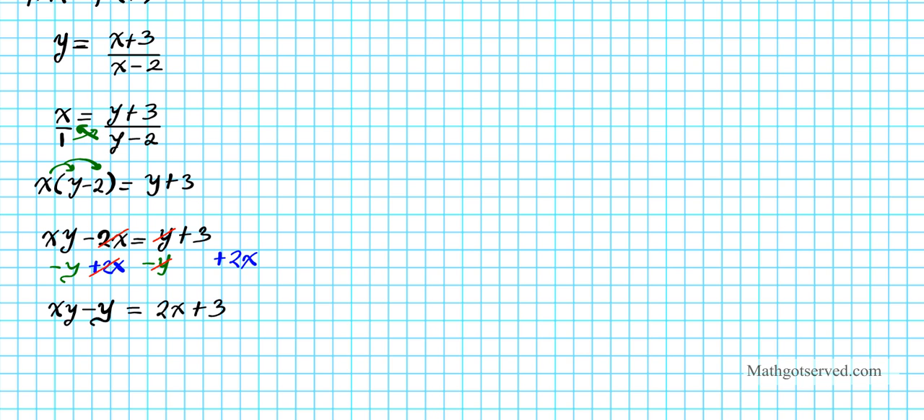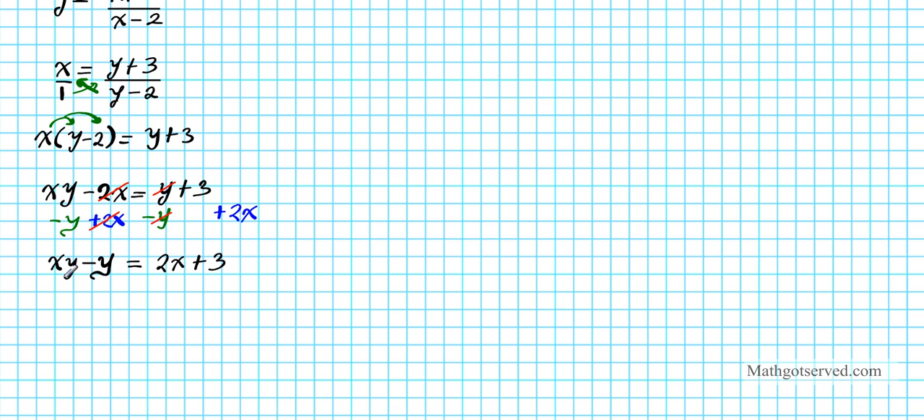Okay? Now you notice that we have all the terms with the y's on one side and the terms without y's on the other side. These two terms have a y in common, so I can factor out a y. So when I factor out the y, I'll be left with x minus 1. Okay, because when I divide this by y, I'll be left with x. Divide this by y, I'll be left with 1. Okay, equals 2x plus 3.